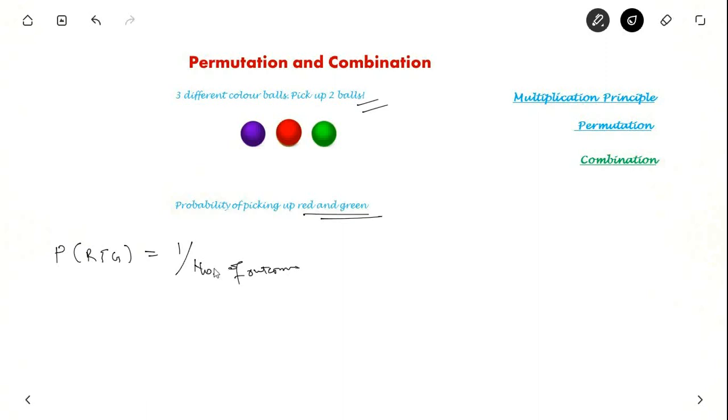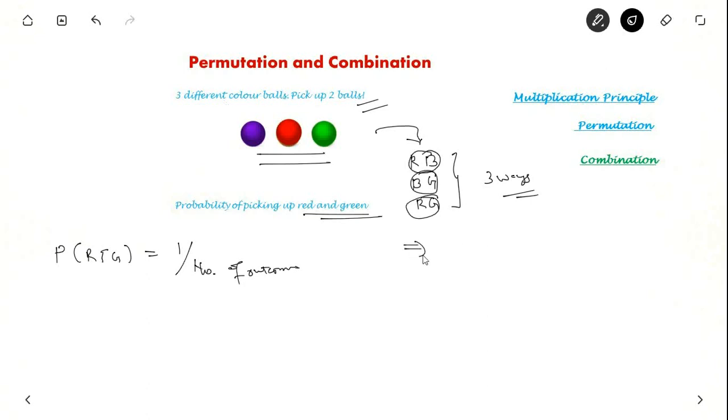So first we have to decide the total number of outcomes possible. So 2 balls you are picking, it could be either red or blue, it could be blue or green, and it could be red or green. So total 3 ways. Here order doesn't matter, whether you pick up blue first or red first, it doesn't matter. This is considered as only 1. So there are only 3 possibilities. So you are choosing 2 balls out of 3 different balls.